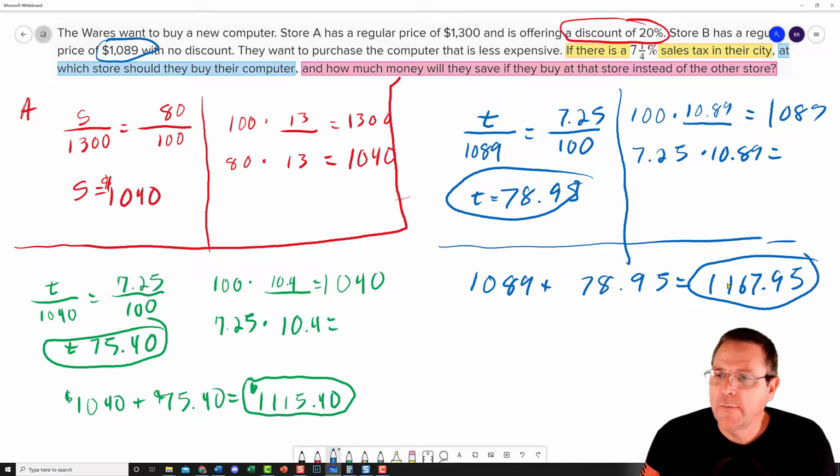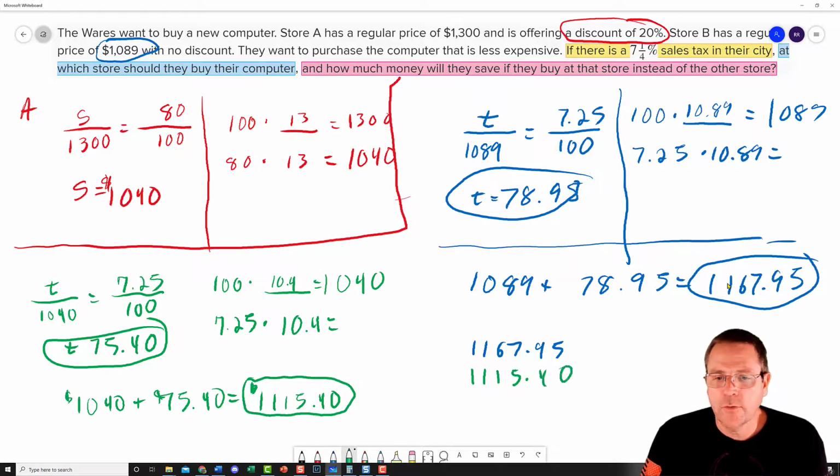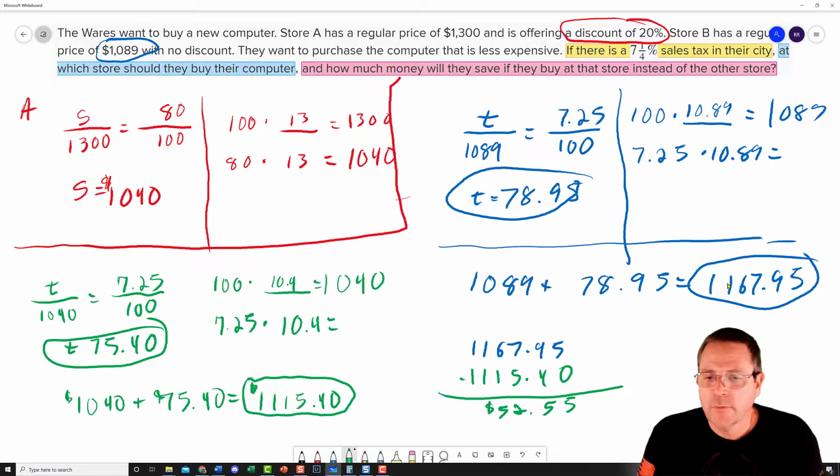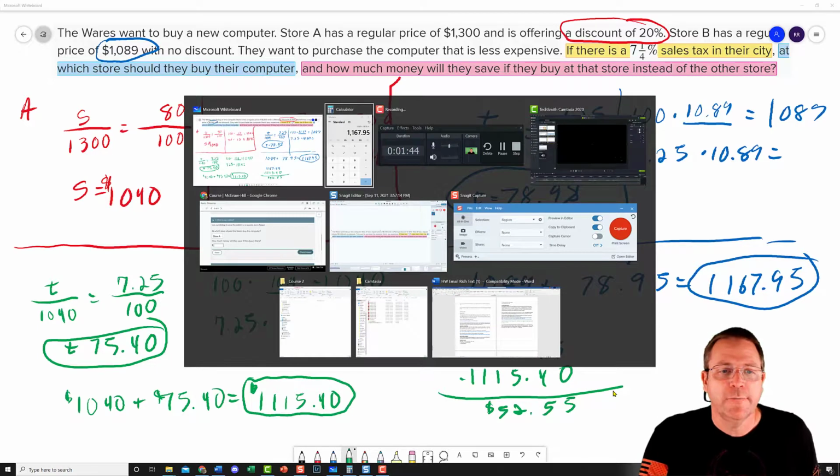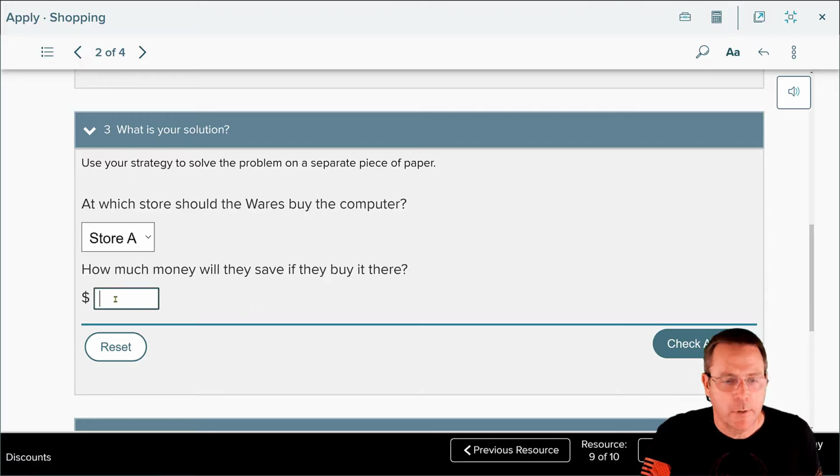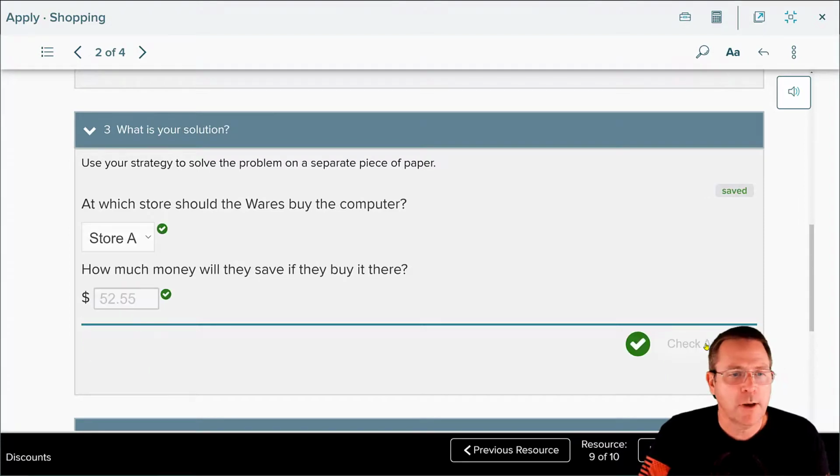Last step, we need to find the difference between them. So I'm going to take the $1,167.95, subtract from it the other price, $1,115.40, and when we subtract those, we're going to get a 5, a 5, a 2, a 5. We're looking at a difference of $52.55. Let's see if we are right. $52.55. Check our answer. Woohoo!